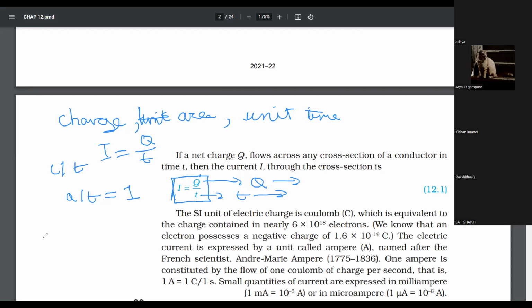Now, say, for example, if you're given 20 coulombs of charge, we'll come to the SI units of these different quantities later. But let me discuss this. Q, as we know, is charge, and the SI unit of charge is coulomb, denoted by capital C.